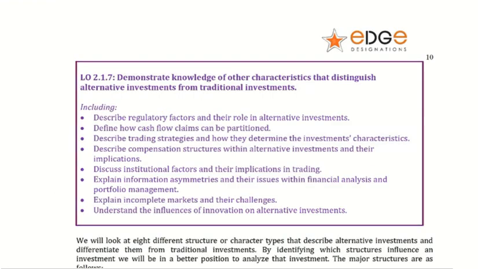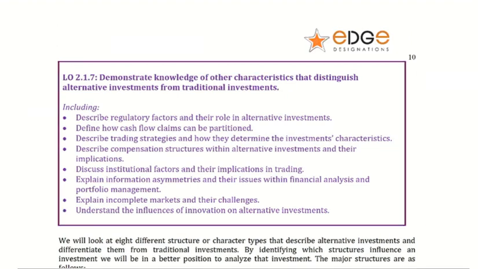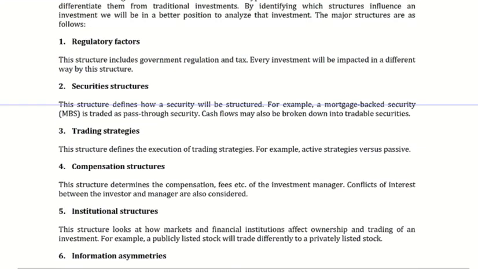Top of page 10, demonstrate knowledge of other characteristics that distinguish alternative investments from traditionals. Well, let's have a look at some of those. Regulatory factors. Generally, the traditionals are more regulated than are the alternatives. Security structures. Generally, when you're working with alternative investments, you can get some quite elaborate structures, like for mortgage-backed securities, things like that. We will handle those in their space.